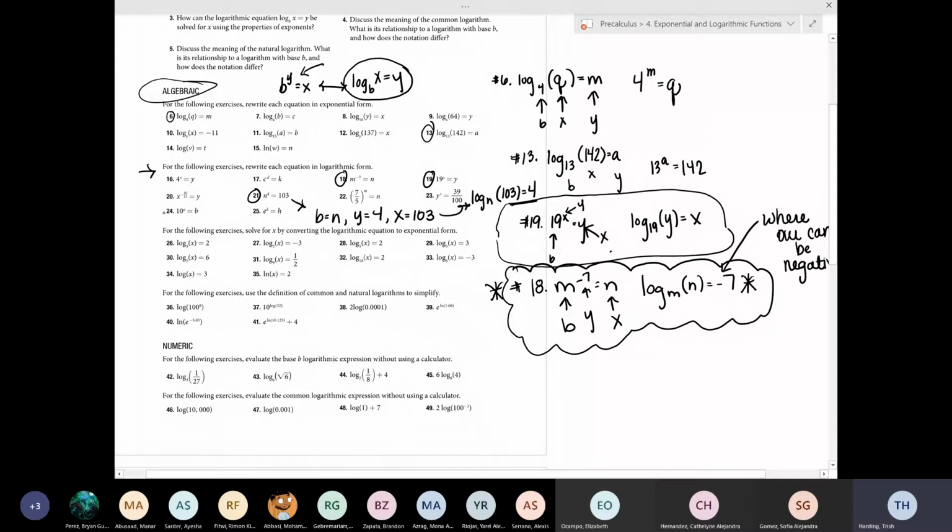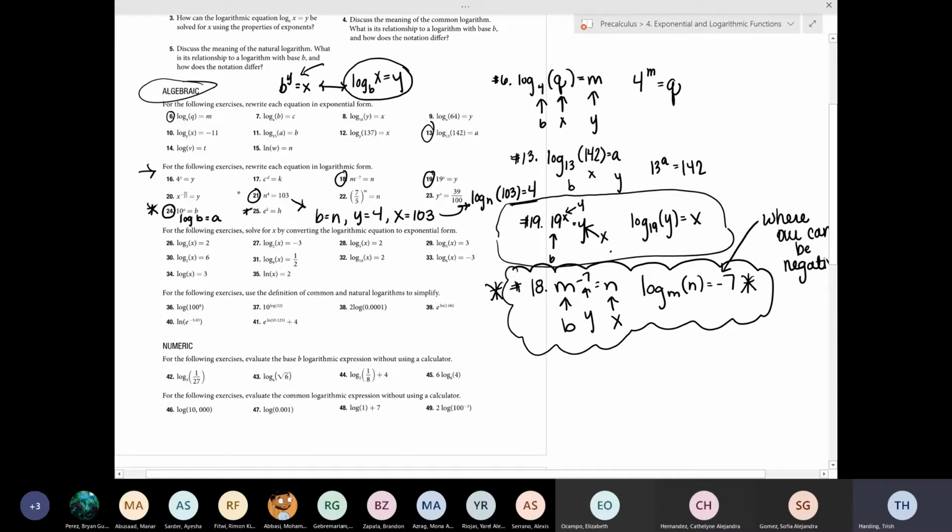Here's an interesting one. And this will be covered in the video. Anything with a base of 10 is a common logarithm, and we don't write the base of 10. So we would just write log of b equals a. And that's how we would write this one.